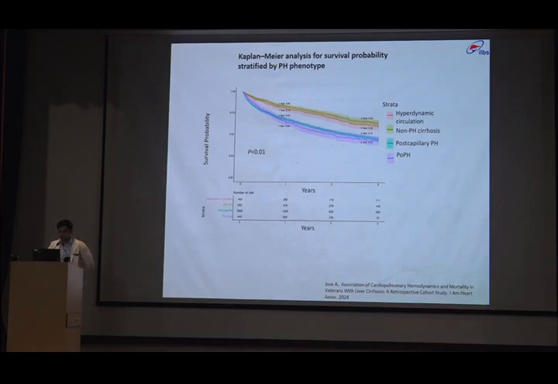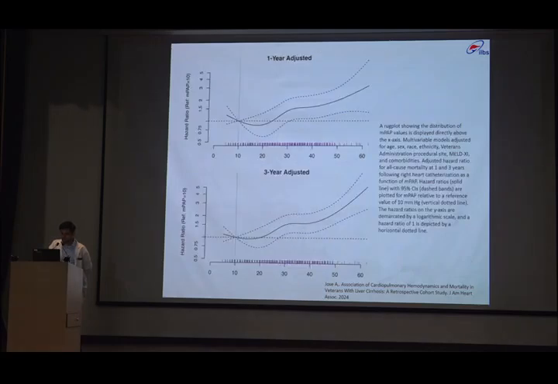So this was also the association of cardiopulmonary hemodynamics and mortality in veterans with liver cirrhosis. So we can see that POPH patients have the lowest survival as compared to non-PH cirrhosis with hyperdynamic circulation, and even post-capillary pulmonary hypertension that is related to left heart disease has better survival. This same plot is showing the hazard ratio associated with increasing mean pulmonary artery pressure.